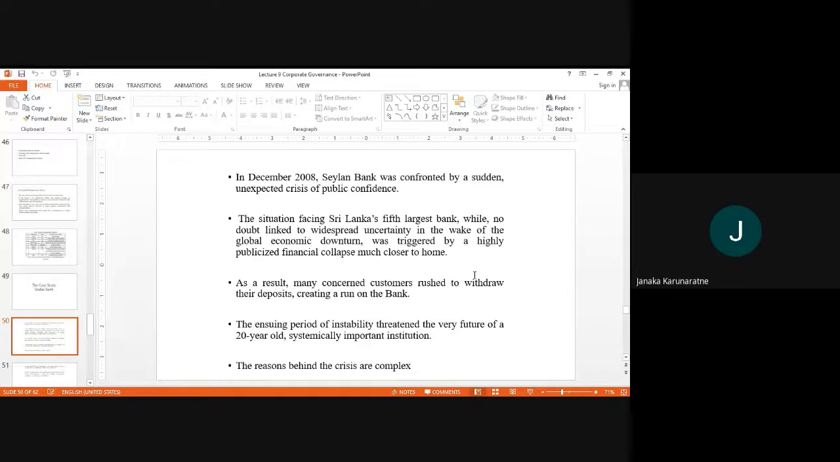As a result, many concerned customers rushed to withdraw their deposits, creating a run on the bank. So the depositors went to the bank asking for their money. The bank was almost about to collapse because it was running short of liquidity. The ensuing period of instability threatened the very future of a 20-year-old bank, because Ceylon Bank, I think, started operations around 1987-88, and it was systemically important at that time because it was the fifth largest bank. Okay, so our task now is to look at what are the reasons behind this crisis.